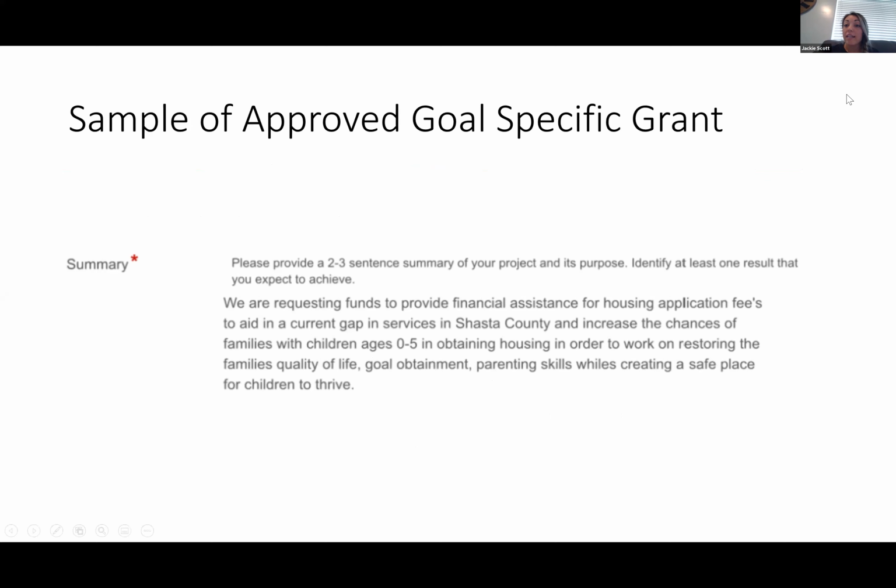So let's look at an example. I'm going to show you a goal-specific grant, and I think this is Pathways. They tell us their project summary and purpose. They're requesting funds to provide financial assistance for housing application fees to aid a current gap in services in Shasta County and increase the chances of families with children ages 0 to 5 obtaining housing, in order to work on restoring the family's quality of life, goal obtainment, and parenting skills, while creating a safe place for children to thrive. So a pretty strong project summary that identifies the purpose and the results they're expecting to achieve.